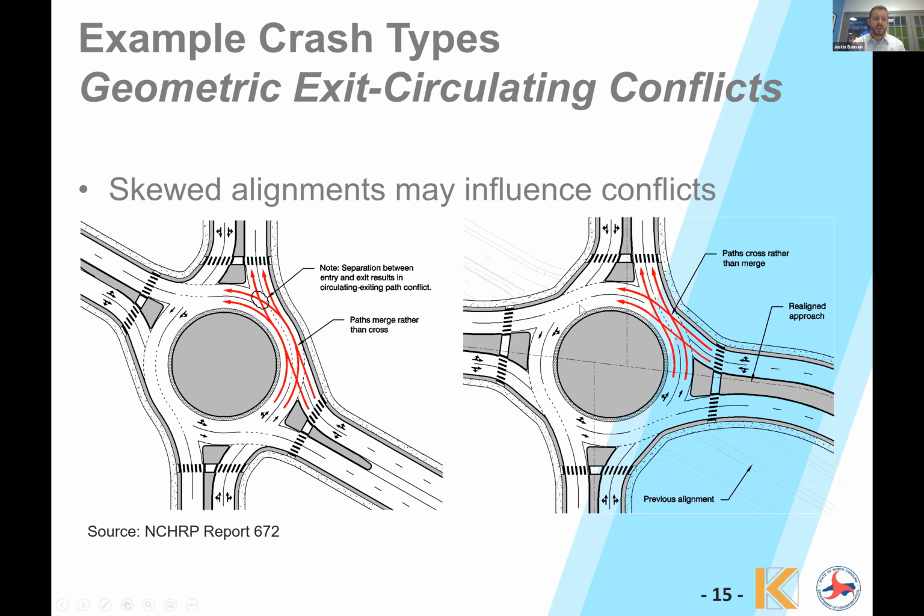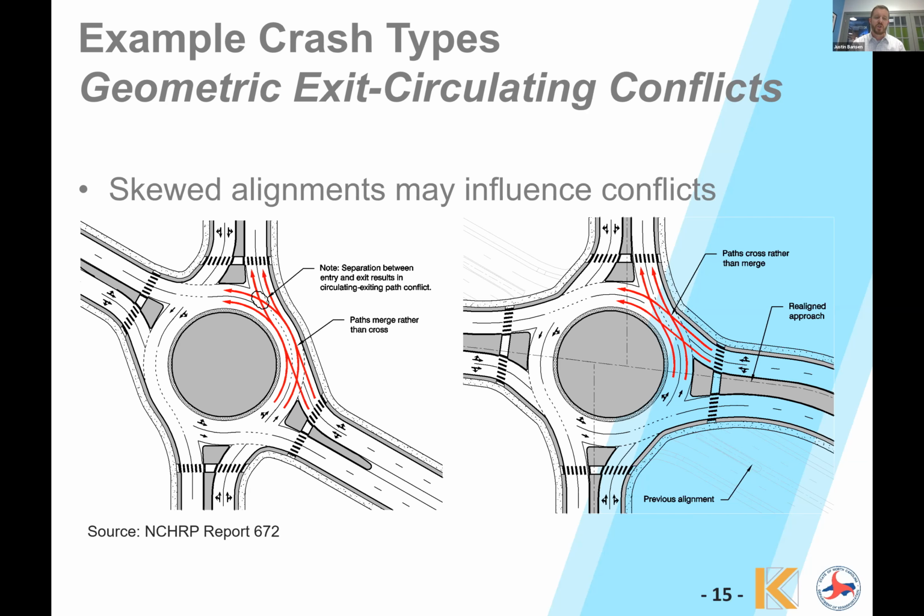So the first crash type we're going to talk about is some of these geometry-influenced crash types. And when we get into 2x2 roundabout configurations especially, the geometry can play a pretty big role. There's lots of variations in lane configurations and size and shapes and alignments, but some of those can have a direct influence on conflicts. And this is an example taken out of NCHRP 672. So if you're interested in exploring this one further, I'd encourage you to look this up in that document.